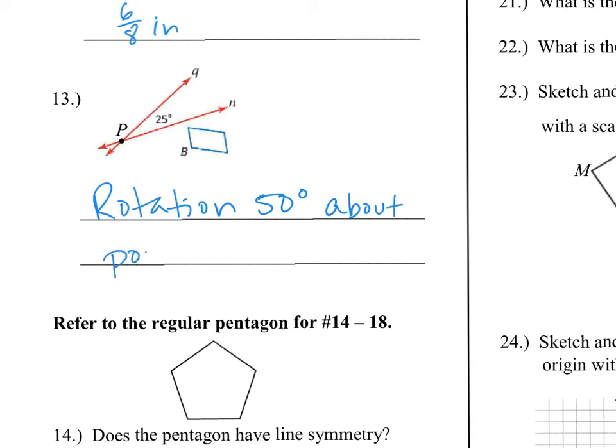That would be about the point P, which in this case, or in every case, is the name of the point where the two lines that you're reflecting in intersect. It's the name of the point where those two lines intersect.